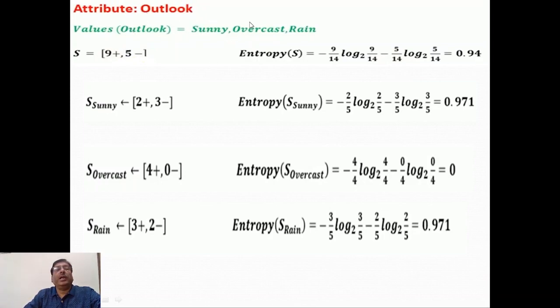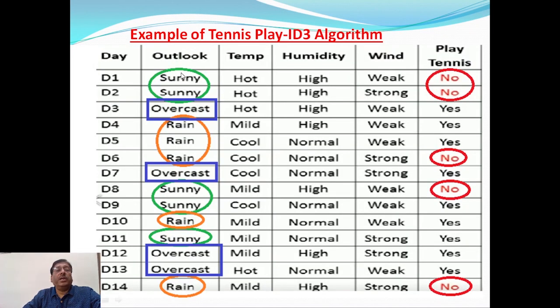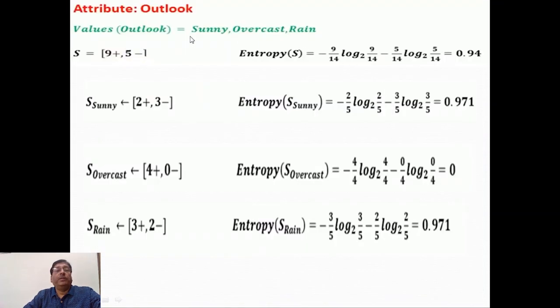Now this attribute can have the values like sunny, overcast, rain, and so on. So then I am going to find the entropy for sunny. In the given data set, how many times does sunny appear? Sunny appears 5 times. And out of 5 times, how many times is it positive? It is positive for 2 times. So I will say here sunny 2 plus, 3 minus. That means sunny has 2 positive instances and 3 negative instances.